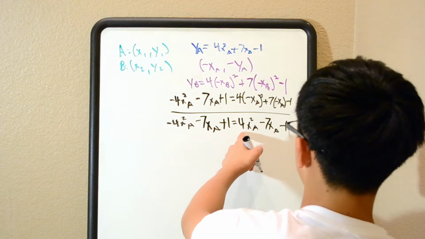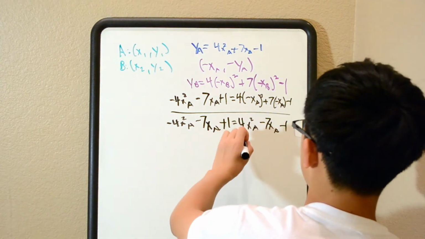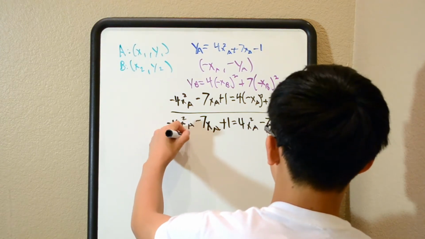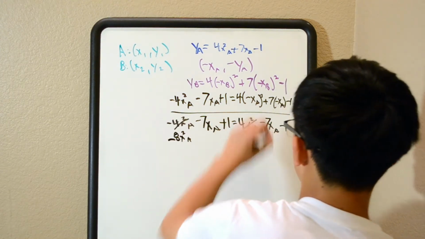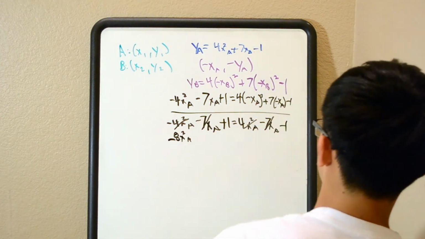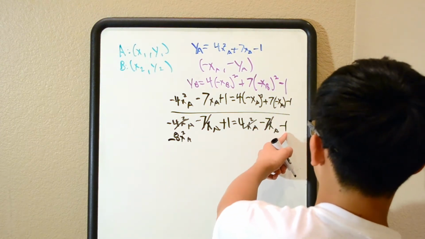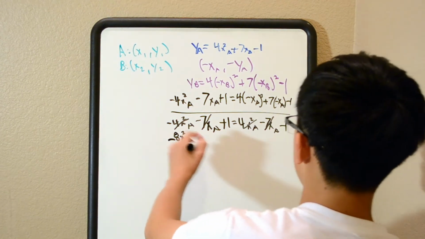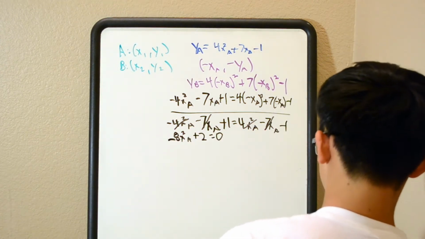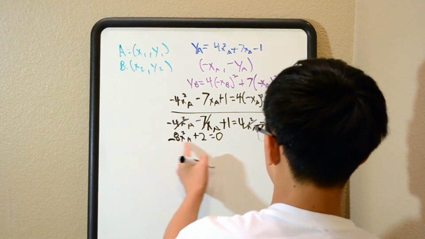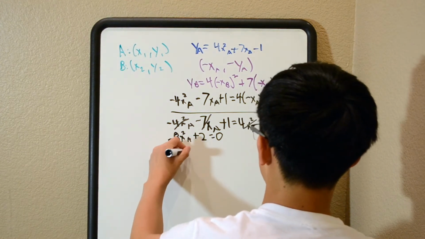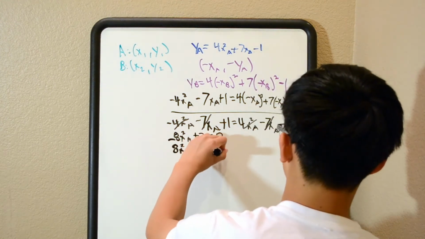Subtract 4x A squared from both sides, and we will get negative 8x squared A. Then we add 7x A to both sides to cancel them out, and 1 to both sides to bring it to the left side. We get is equal to 2. Then we can multiply negative 1 to both sides to make our variable positive. So 8x squared A minus 2 is equal to 0.